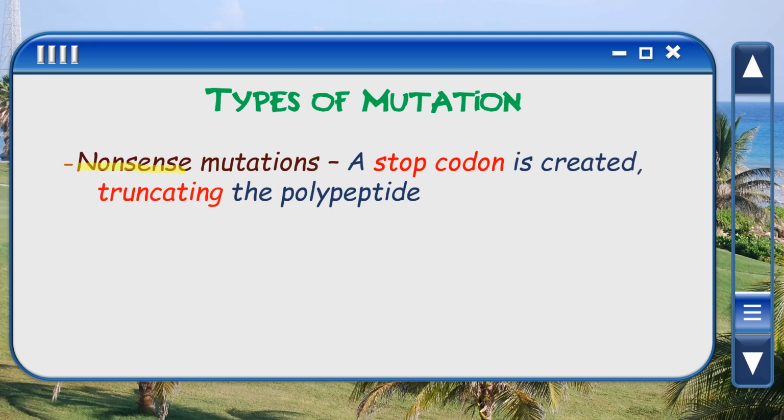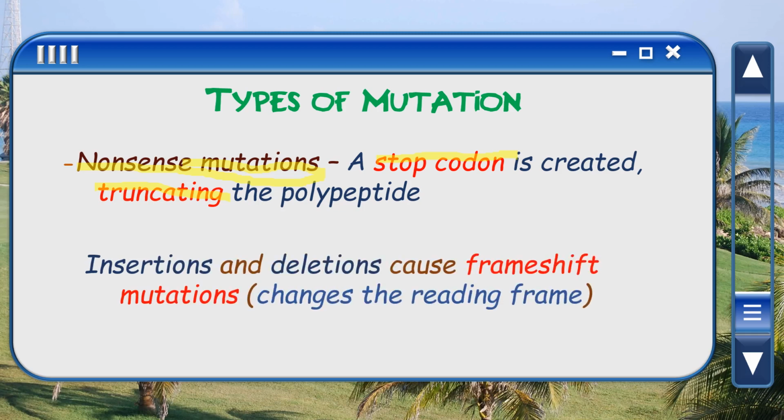It can also be a nonsense mutation. In a nonsense mutation, a stop codon is created, therefore truncating the polypeptide, cutting it off. That type of mutation is what we refer to as nonsense mutation, and it is a substitution mutation. Then insertions or deletions can cause what we refer to as frameshift mutation. In frameshift mutation, it changes the reading frame of the sequence.